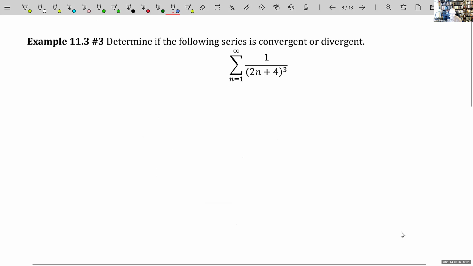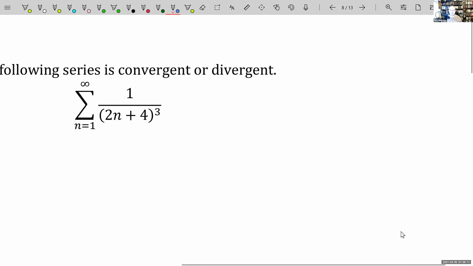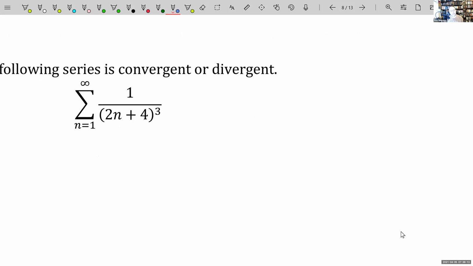Determine if the following series is convergent or divergent. Now, knee-jerk reaction, I could totally tell you right now it's convergent. I could tell you that because it's basically n to the third power, and by that theorem, the p-series test, we know that that's going to converge. But that's not a proof that this converges. It's just kind of hand waving a bit in a way.